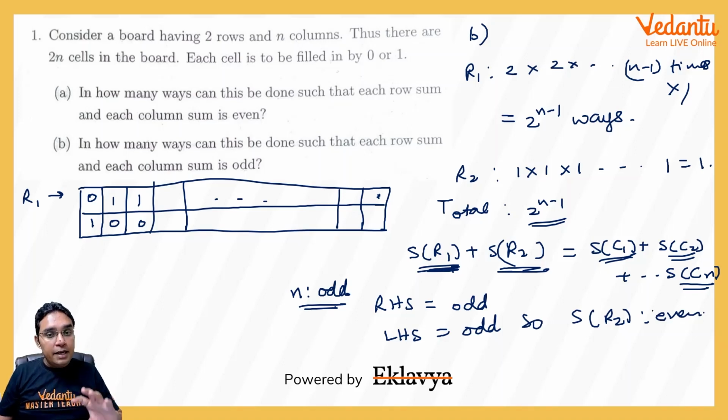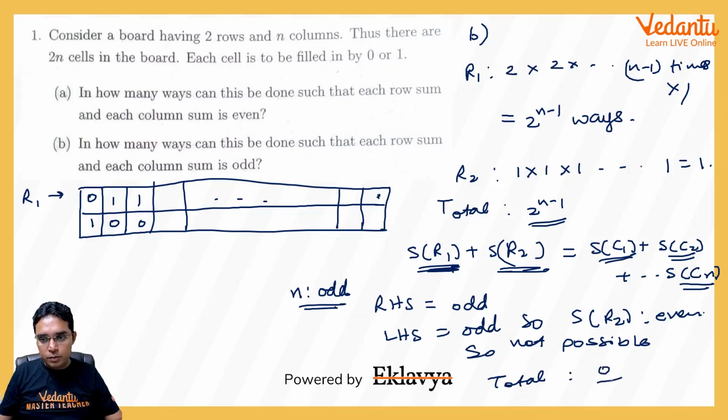That means it is not possible to have both rows sum to be odd if the number of columns is odd. So in this case, it is not possible. So when n is odd, the total number of ways will be 0. It is not possible.